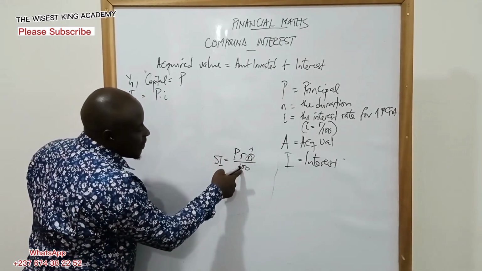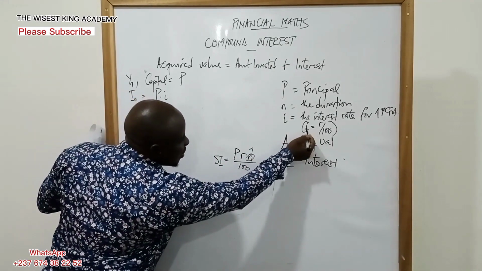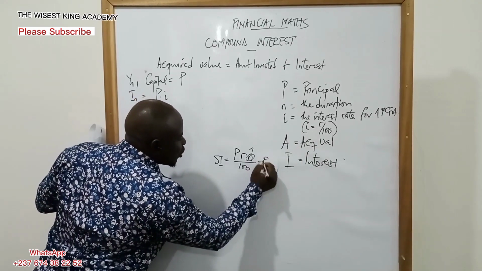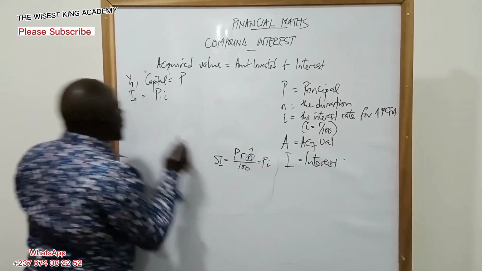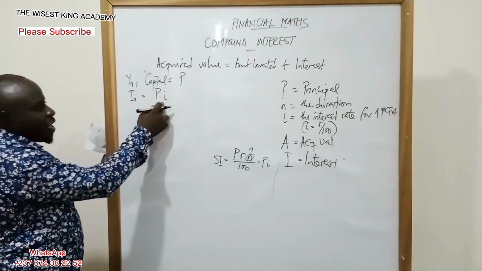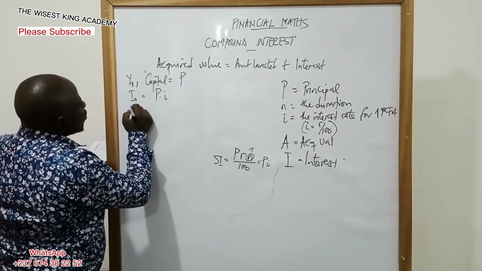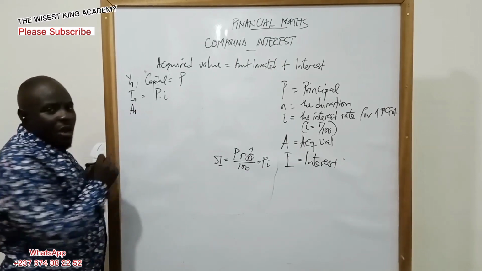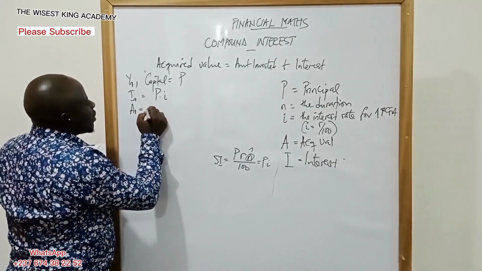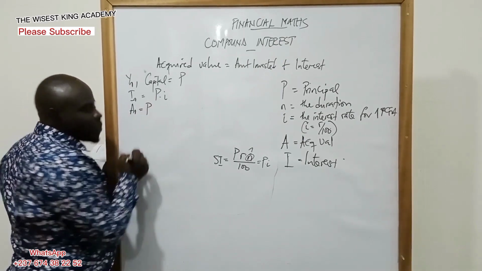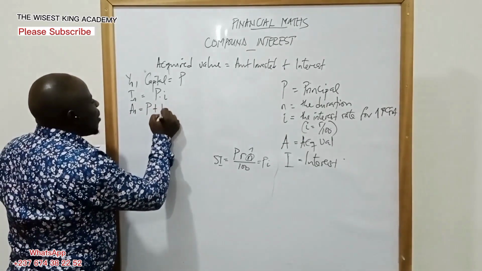And R divided by 100, like we say, is equals to what? I. So normally the interest for each year has to be what? P times I. That's why we have P I. Now, if we go straight now to the acquired value of year one, let's call it A1. This will be equals to what? The capital of year one, which is P, plus the interest for year one, which is I1.